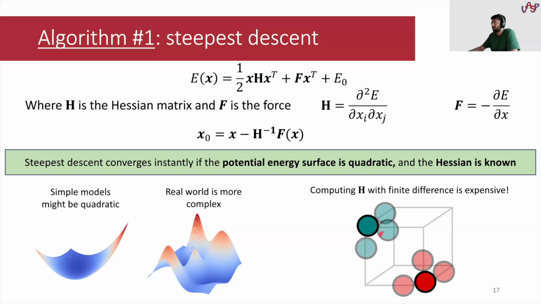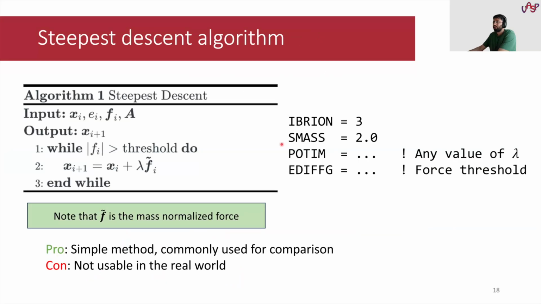And of course, computing the Hessian is very expensive, so it's not something that one can do trivially or in an easy way. So while intuitive and simple, this algorithm is not something that we can use in a practical sense pretty much ever. So let's look at the algorithm, how to activate it in VASP, and how this is actually implemented in some sense. And you'll see a lot of these algorithm blocks in the next slides.